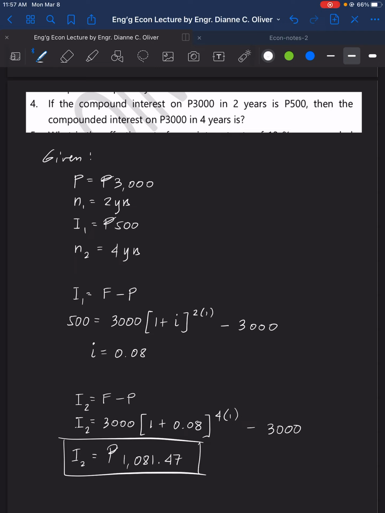So this is the I4. It means if in 2 years we have 500 here, then if we are looking for 4 years, multiplying 500 with 2 will give you 1,000 pesos. But no, this is not the solution. As you can see, there is an extra interest of 81.47, because we're talking about compound interest, which means we are having interest over the interest. That's the reason why this is bigger than the 1,000 pesos.